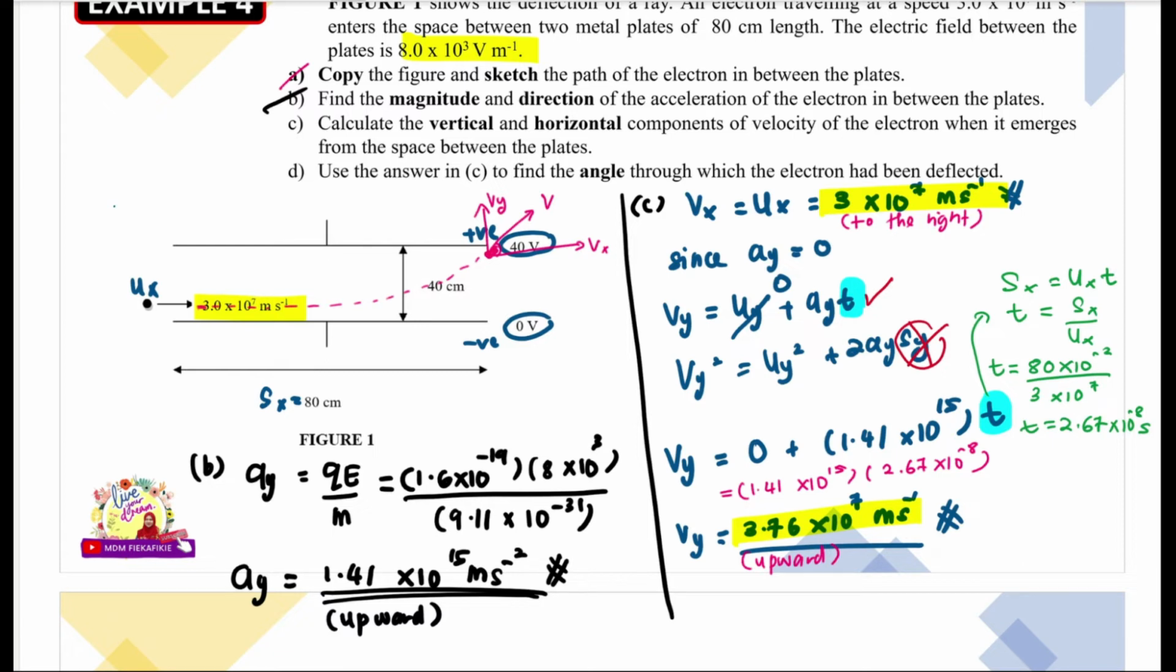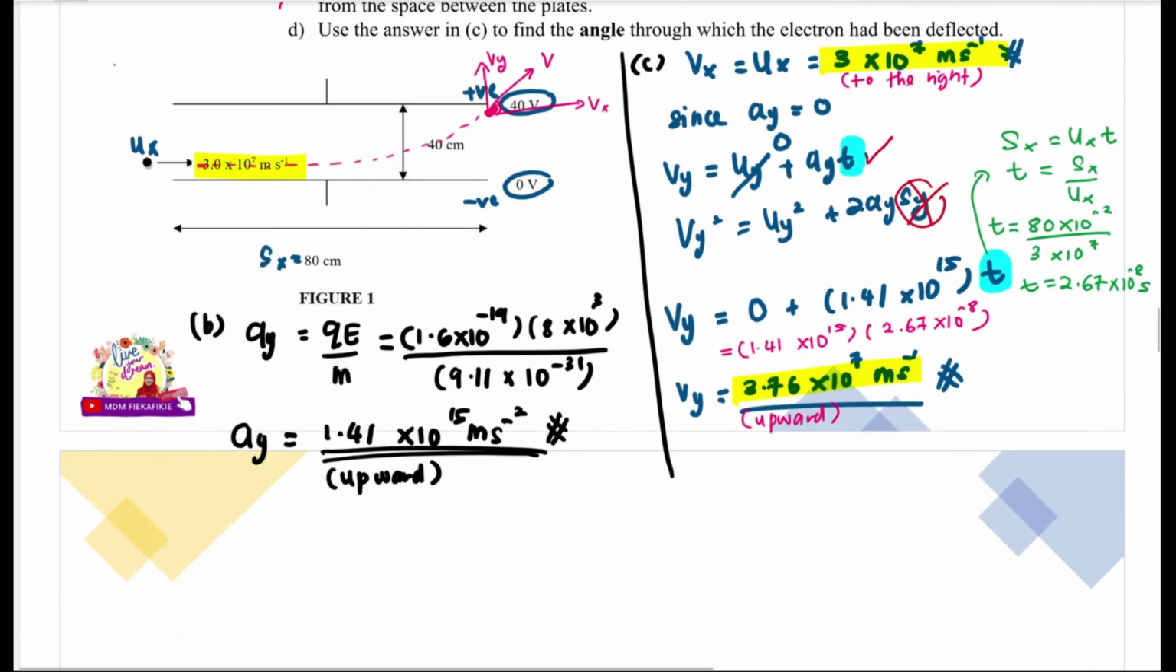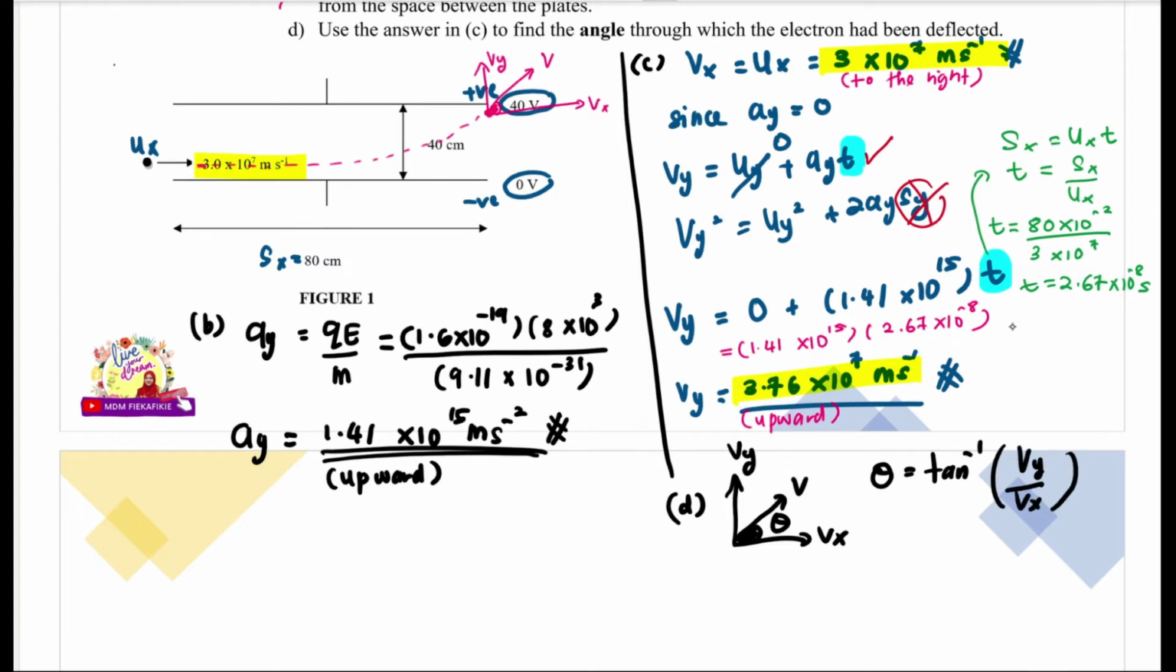Okay, so finish C. Use answer in C to find the angle through which the electron had been deflected. So we want to find the angle. So you can see here that the deflection like this, V. So kita ada Vx and kita ada Vy. So this is the angle. Okay, so you can find the angle theta is equal to inverse tangent Vy over Vx.